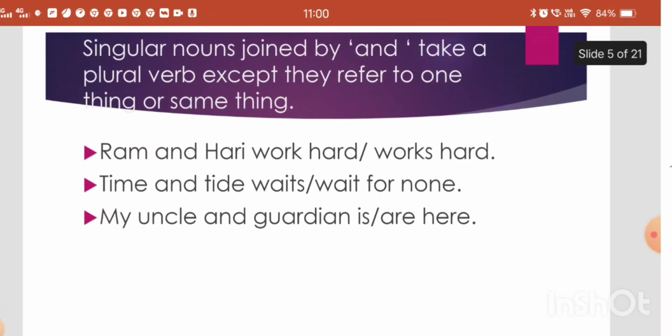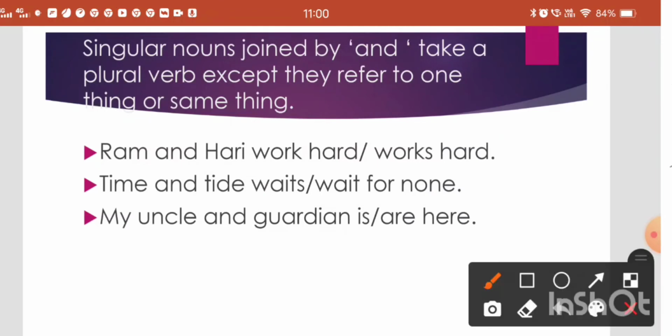Next important point: singular nouns joined by "and" take a plural verb, except when they refer to one thing or the same thing. This is very important. If they refer to one thing or the same thing, then the verb will be singular, not plural. In that case, the two nouns refer to the same thing, the same person, or one idea, one thought.